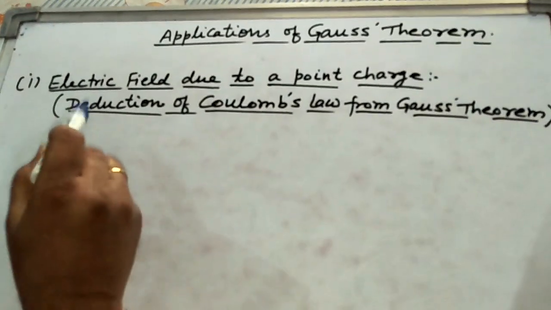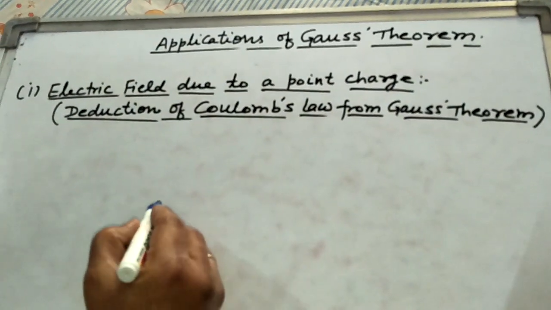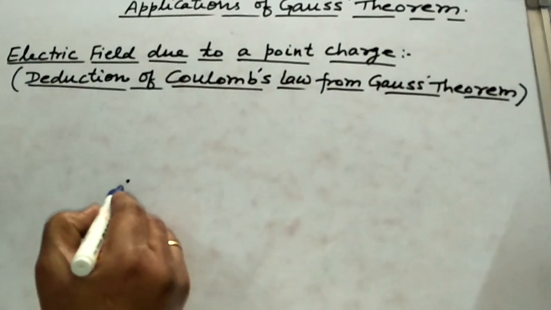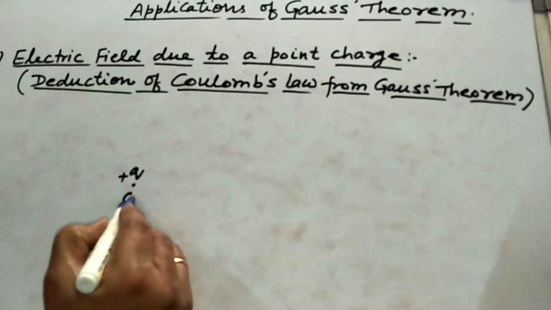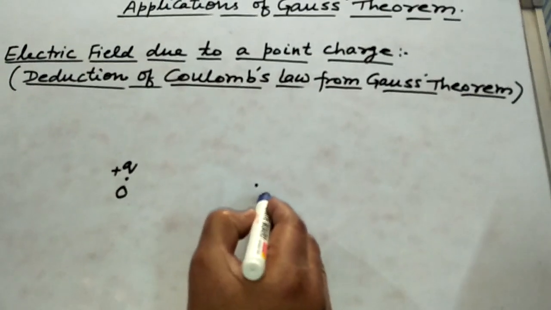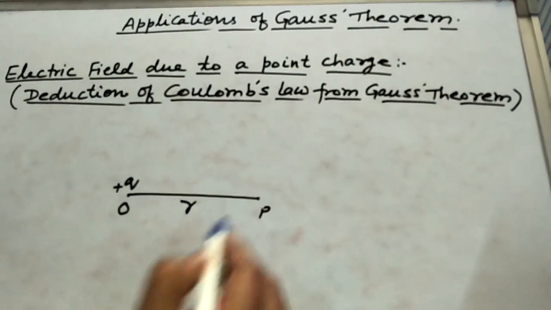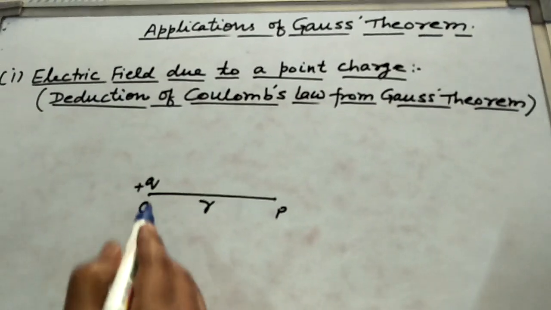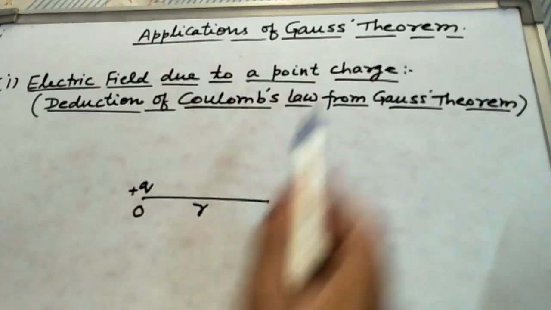For example, I am taking here electric field due to a point charge. Suppose plus Q is a point charge placed at the point O and P is a point at distance r from it, where you want to find out the electric field due to this point charge by using the Gauss theorem.